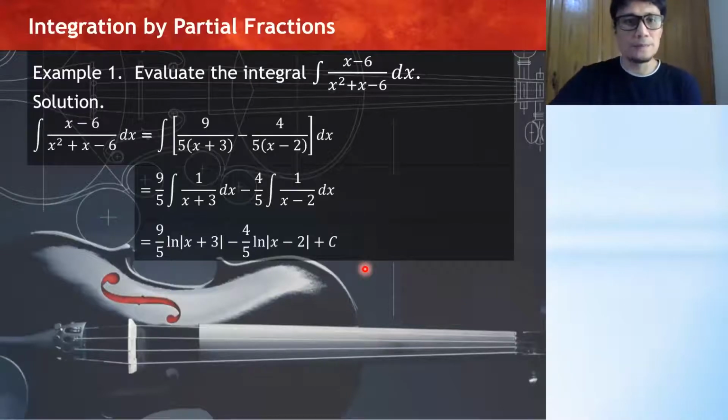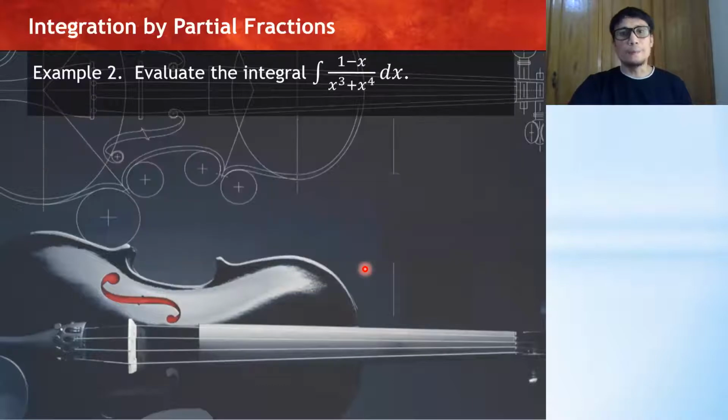Now, let's move to our second example to illustrate further the idea. This time, we're going to consider a rational function for which the denominator is consistent with case 2. I think this is a nice example here. Evaluate the integral of 1 minus x over x cubed plus x to the fourth.